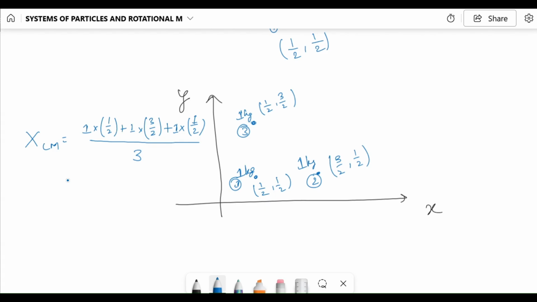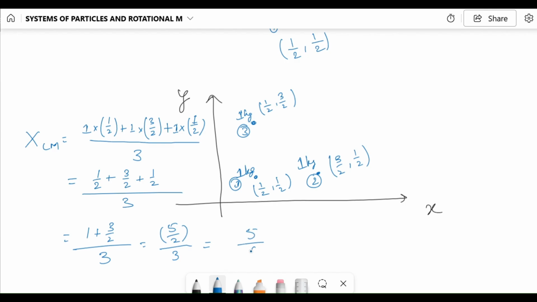Let's continue here. So this will be 1 by 2 plus 1 by 2, that will be 1. And then 3 by 2 plus 1 by 2, and the whole divided by 3. And then 1 by 2 plus 1 by 2, that is 2 by 2, which is 1. And then 1 plus 3 by 2 divided by 3. So we will have 5 by 2 divided by 3, and then it will be 5 by 6. Okay, so we got the x coordinate of center of mass.